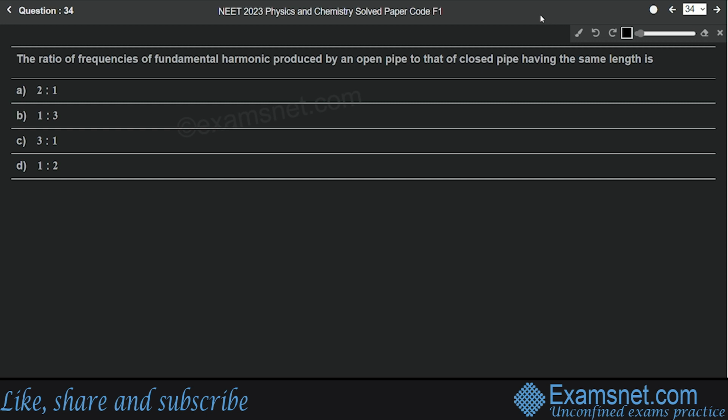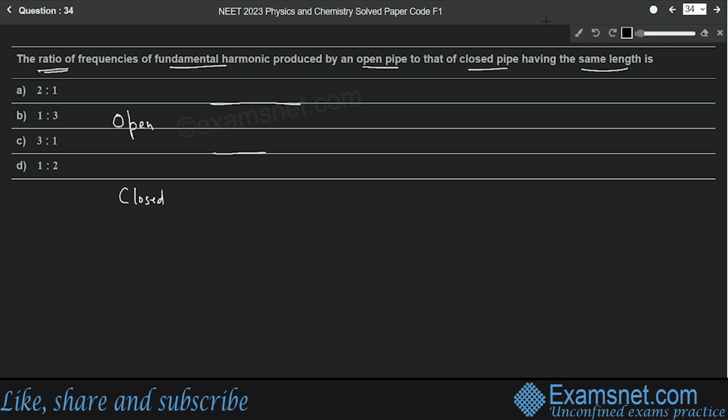Question number 34 is from the chapter Wave Optics, and the question is, the ratio of frequencies of fundamental harmonic produced by an open pipe to that of closed pipe having the same length is. Okay, so we have two pipes, one is open pipe and the other is closed pipe. So let's draw the open pipe first.